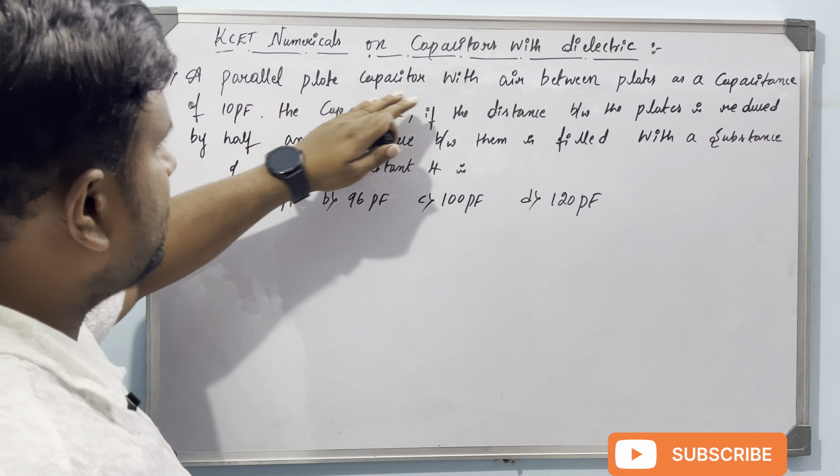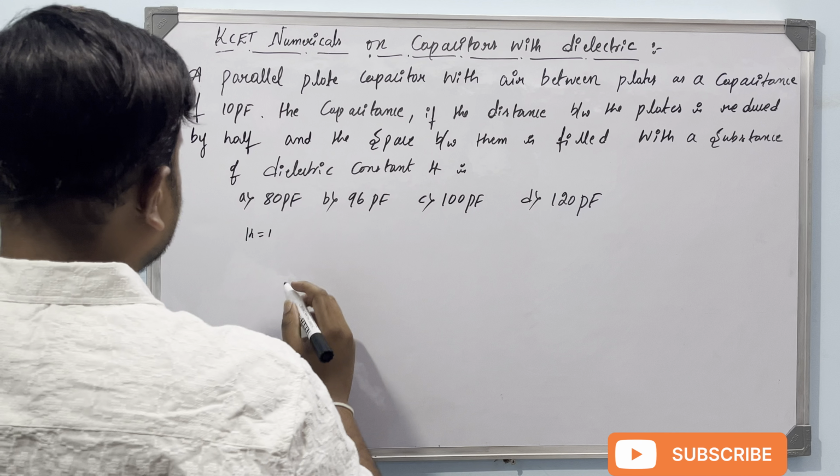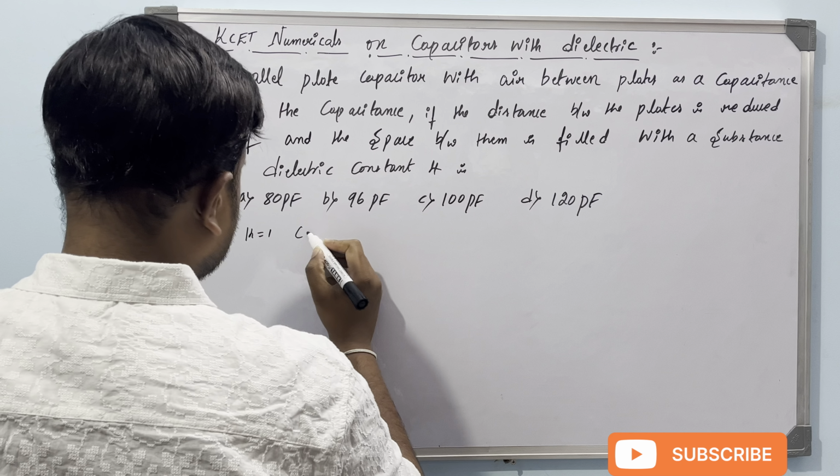The first part of the question is a parallel plate capacitor with air between the plates. For air, the dielectric constant K is equal to 1. The plates have a capacitance of 10 picofarad. So C is equal to 10 picofarad, or it can also be written as C is equal to A epsilon naught divided by D. Its value is 10 picofarad. Pico means 10 to the power of minus 12.